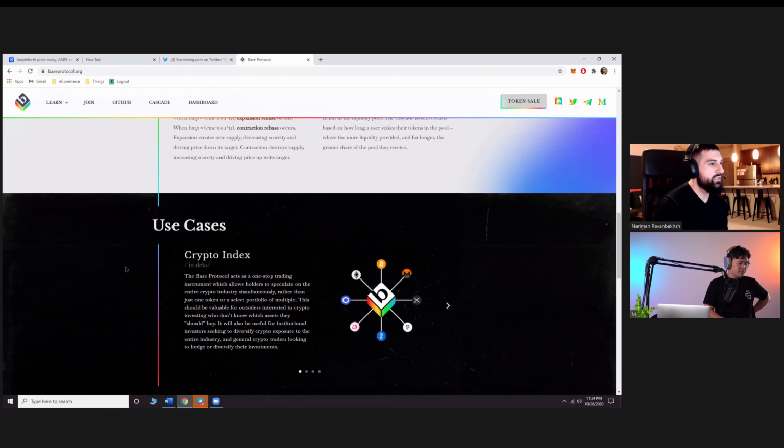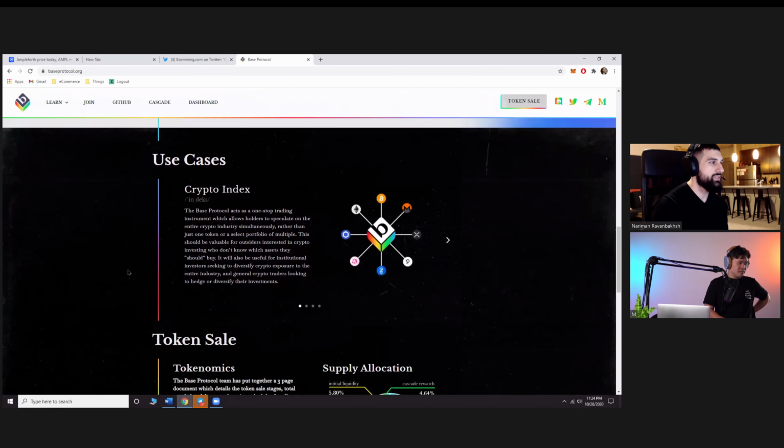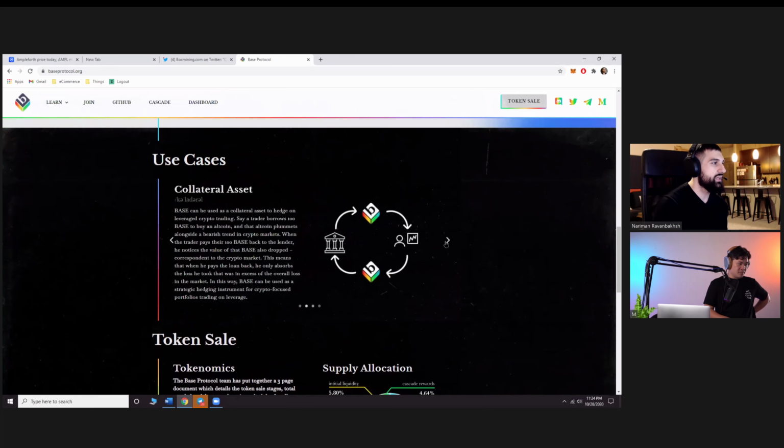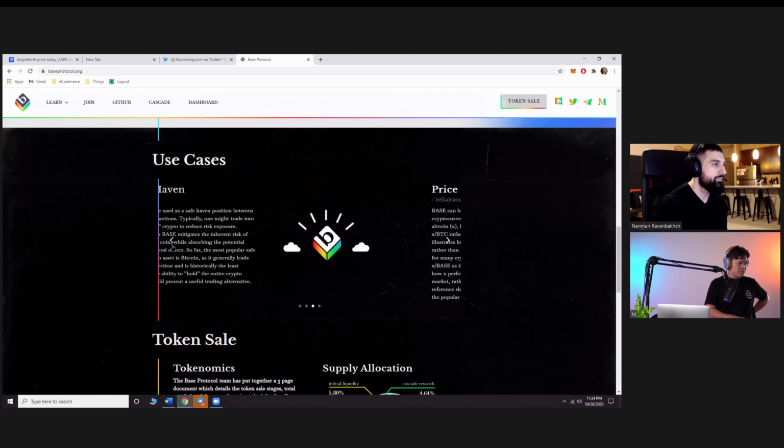But here we're creating a new speculation instrument for a crypto index, which is something that you can't do at all right now. And there's a lot of really cool use cases that come from that. I hope that you guys check it out on the website.